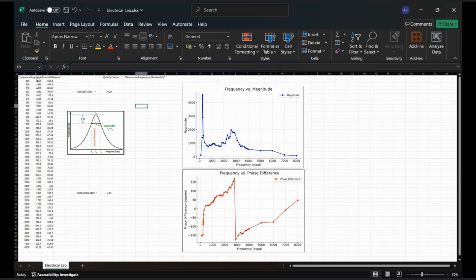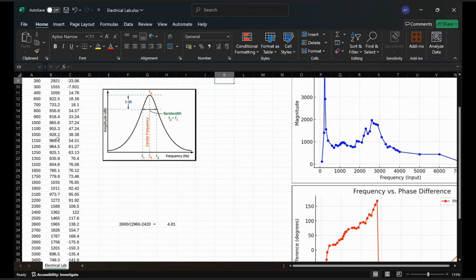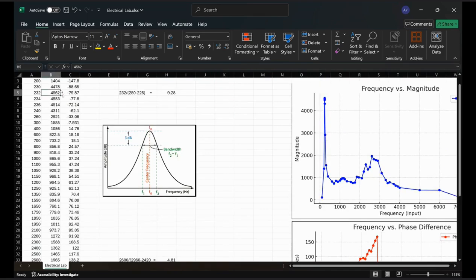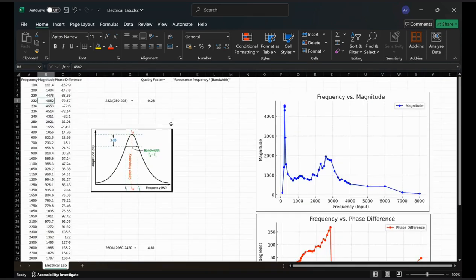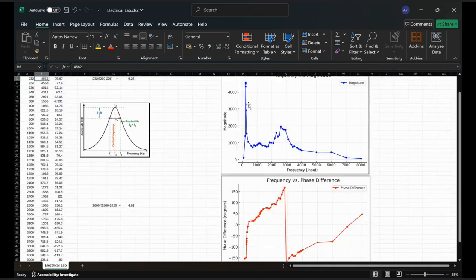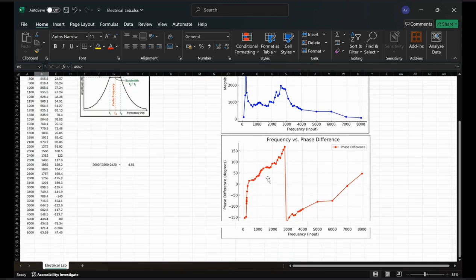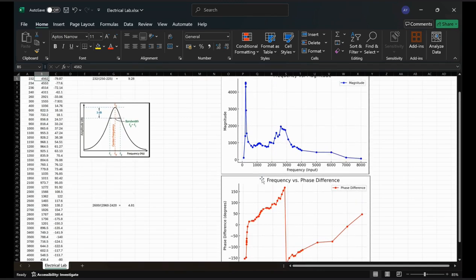According to my CSV data, my first resonance frequency is 332, which is from the magnitude. As you can see, the peak of the magnitude is 4562 millivolt. The magnitude is taken in millivolt, the frequency is in hertz and the phase difference is in degrees. As you can see in this graph, we have the peak at 332, and this is the phase difference at the resonance frequency.